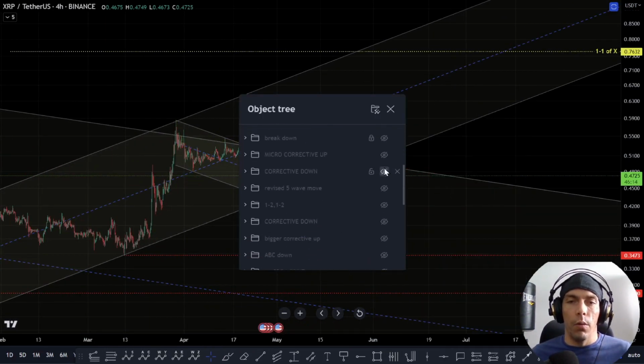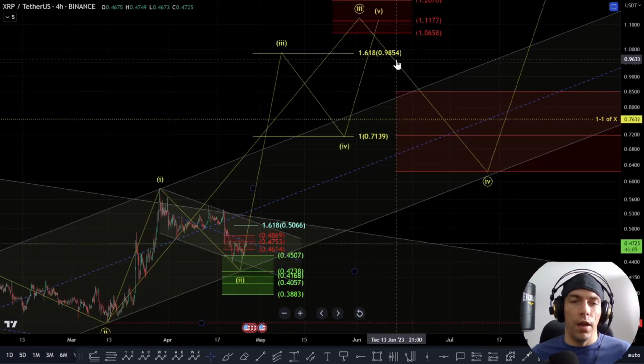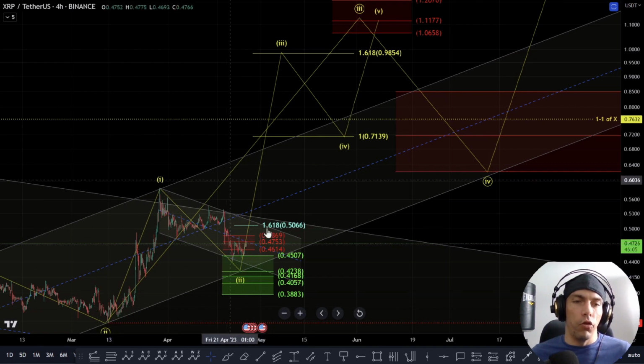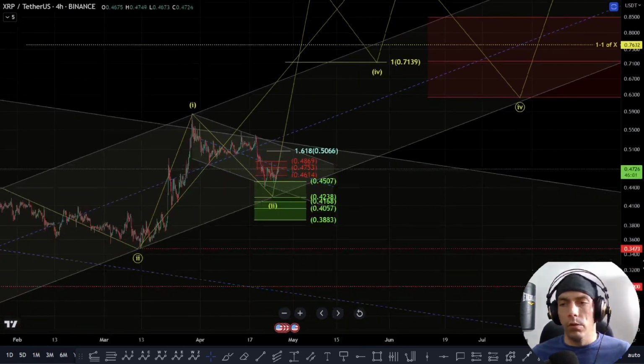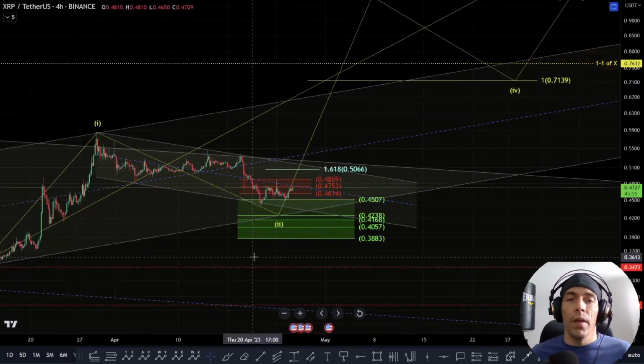And that would be looking for basically a move up towards this 98.54 if we do come down to this 42.38 region. So this would be looking for that bigger five-wave structure. So this is viable for as long as we hold this 34.73 and this 30 cents area.